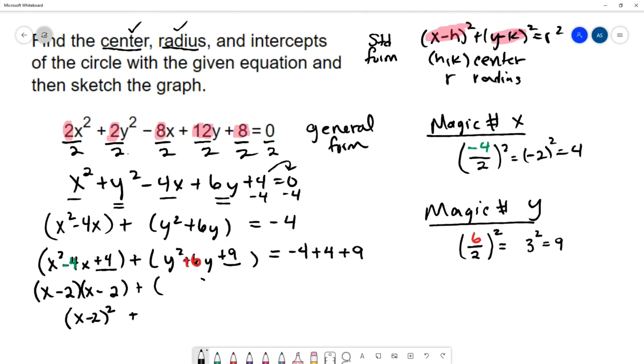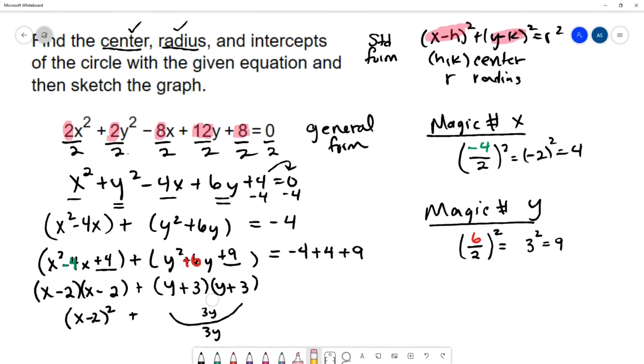We have a trinomial. y times y will give me y squared, the first term. 3 times 3 will give me 9, the last term. We multiply the inside, we get 3y. The outside, we get 3y. 3y plus 3y will give me 6y.